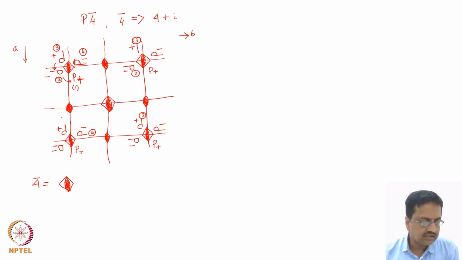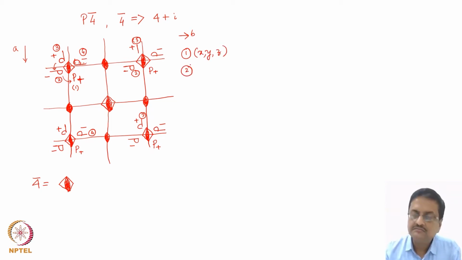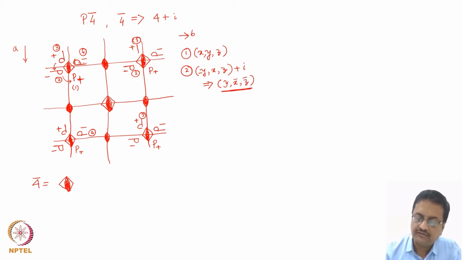So what are the corresponding equivalent points for these 4 points, 1, 2, 3 and 4? So the point number 1 is of course x, y, z. What is point number 2? What we have done in case of point number 2, we have rotated by 90 degree, that is it has become minus y, x, z, and then we have applied I to it, which has essentially made it y, x bar, z bar. So this is the coordinate of 2.